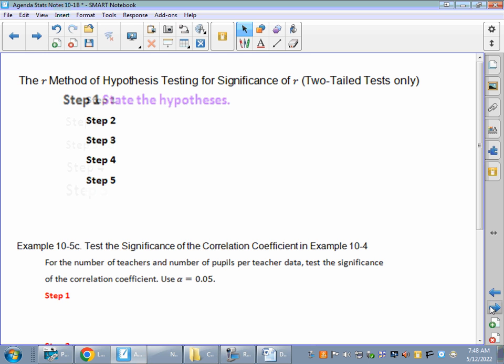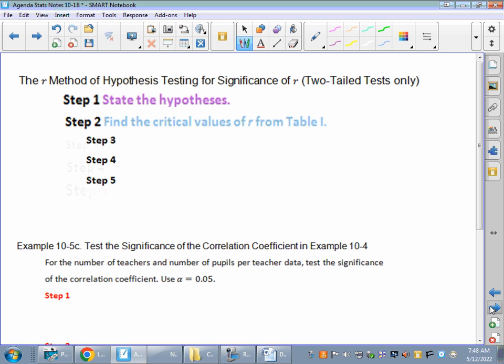We know step 1, state our hypotheses, right? And I told you what that was going to be. Rho equals 0 and rho is not equal to 0. Step 2, find the critical values of R from table I. Again, that would be on page 783. Nope, 788.